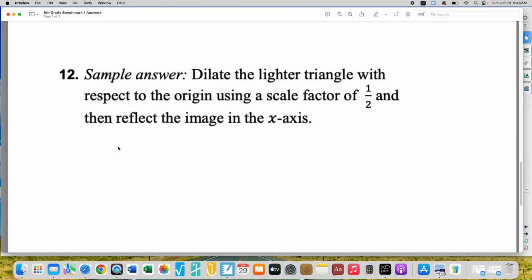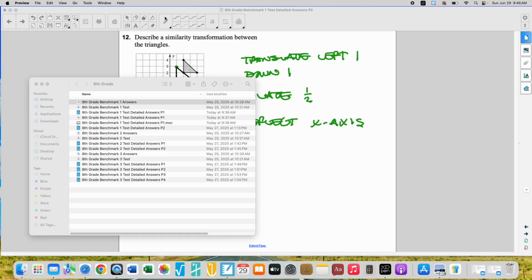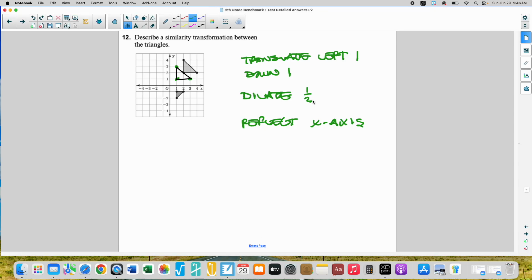What does 12 say? Oh, it is 1/2. So dilate the lighter triangle with respect to the origin with a scale factor of 1/2, and then reflect the image in the x-axis. Okay. No, I was there. Dilate it 1/2 was correct. So 1/2 gets it to 2. So maybe instead of translating, that's what it was. So I messed up in the translations. Let's delete these. So let's erase the translating. Let's dilate it first, and let's see what we get.